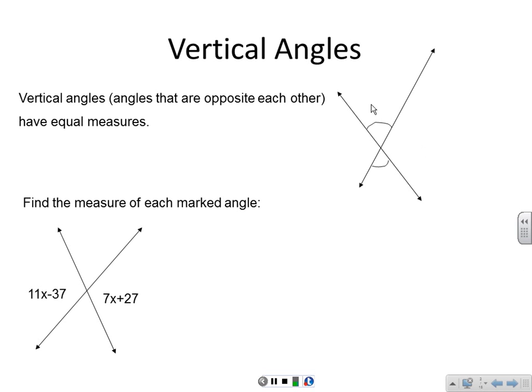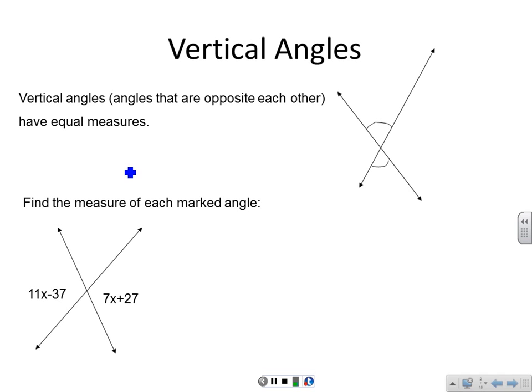So you have two lines that intersect, and when you have two lines that intersect, they make a set of four angles. Well, the angles that are opposite each other through the vertex are called vertical angles, and vertical angles are equal. And we can use this property to find the measure of the vertical angles. We can actually use this property to find the measure of all the angles.